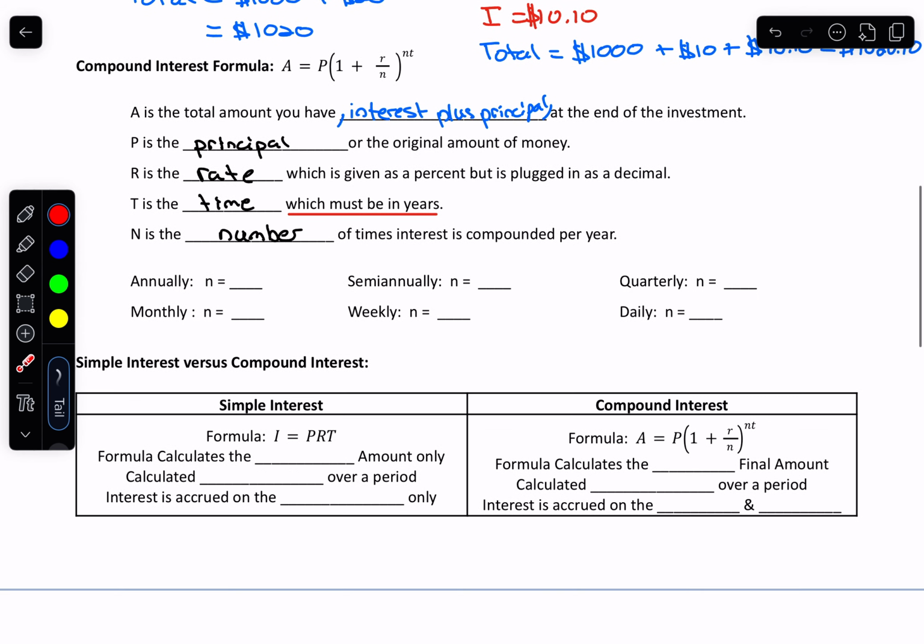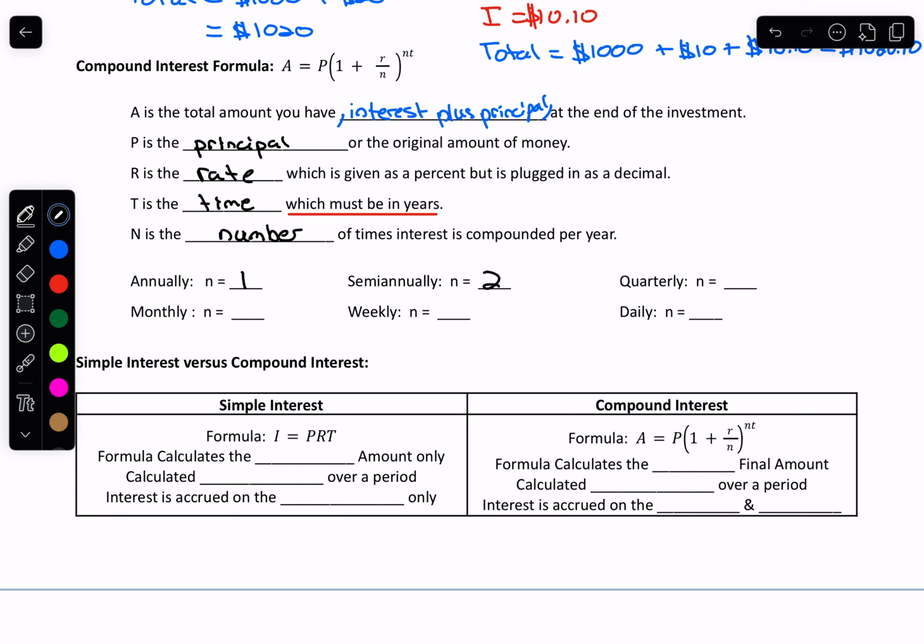All right, so now let's talk about N. N is the number of times we compound in a year. Usually we don't just say how many times it compounds though. Usually we describe it. So we have a few different things that we use pretty often. If we say annually, that means N is going to be equal to 1 because annually would mean it happens once per year. Semi-annually would mean N equals 2 because that means it happens twice per year.